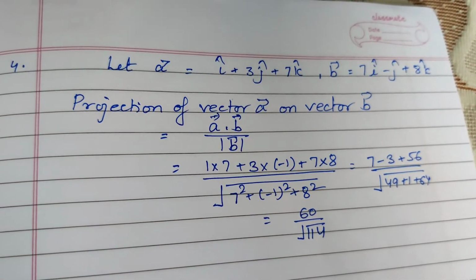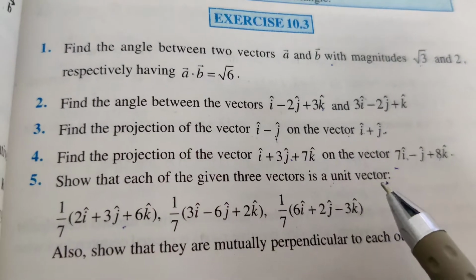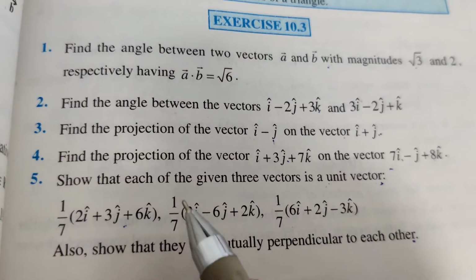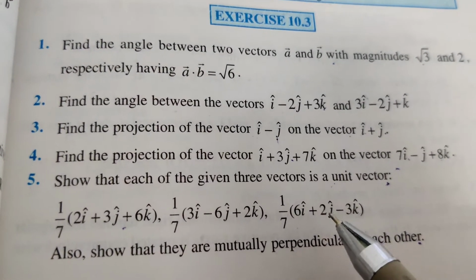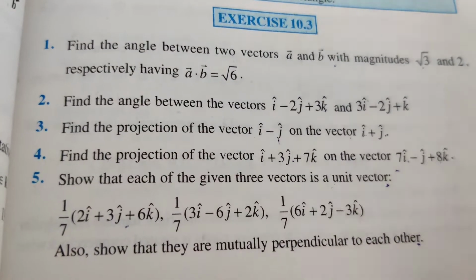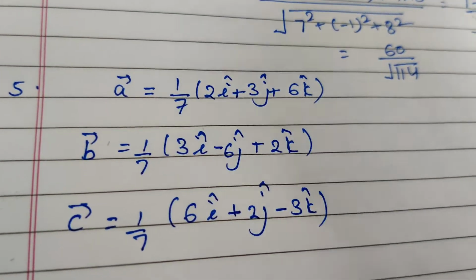Question number 5. Show that each of the given three vectors is a unit vector: 1 by 7 (2i plus 3j plus 6k), 1 by 7 (3i minus 6j plus 2k), and 1 by 7 (6i plus 2j minus 3k). Also show that they are mutually perpendicular to each other. These three vectors are given.